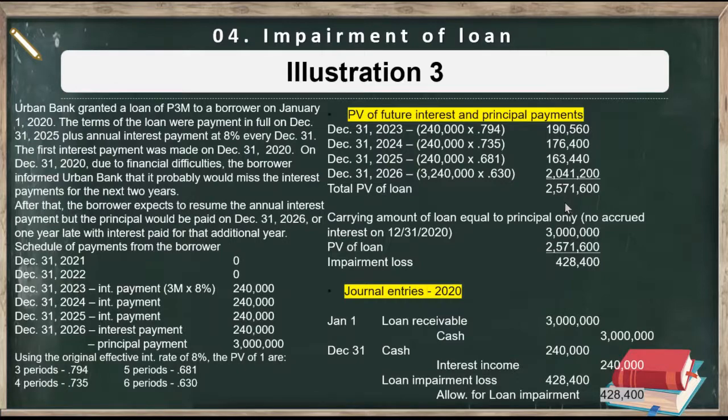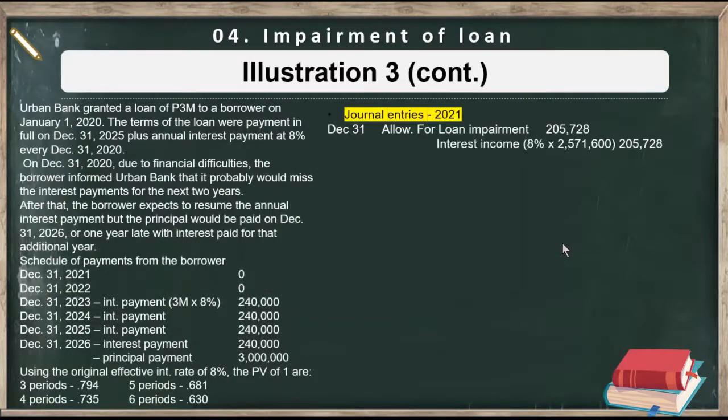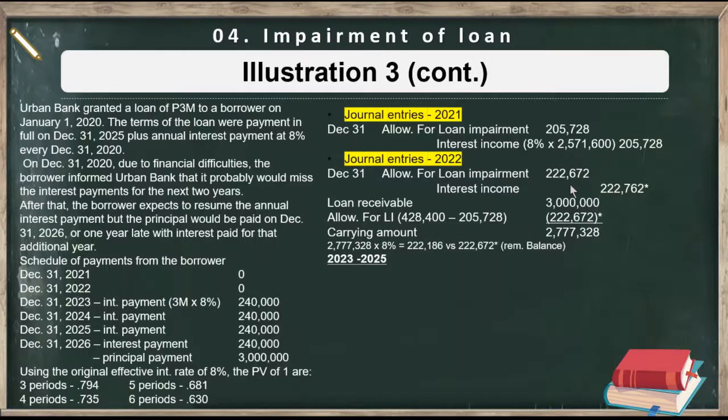And this amount will be multiplied by 8% to get the adjustment here in the allowance for loan impairment. So that would be 205,728. Next, you have for 2022, so our allowance for loan impairment is 222,672. So this would be the remaining balance.